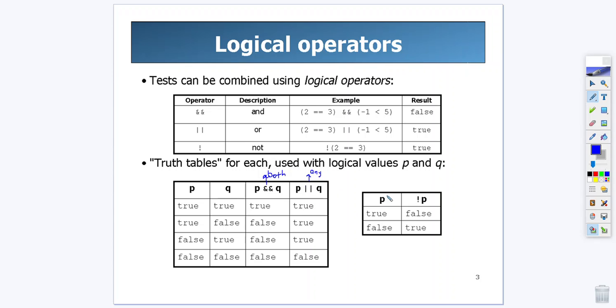And then lastly, for our negation, I only need one variable. It's a unary operator. It's only applying to one thing. So if my initial condition is true, the negation is false. If my initial condition is false, the negation is true. So AND, OR, not.